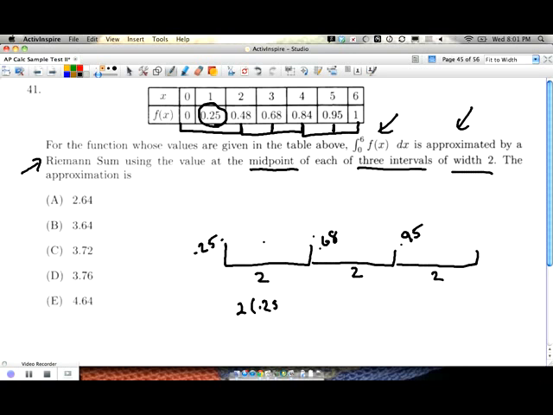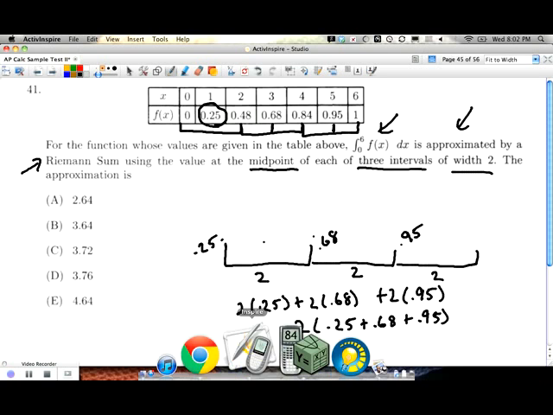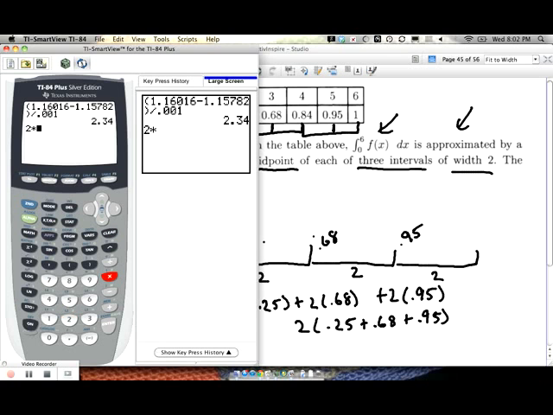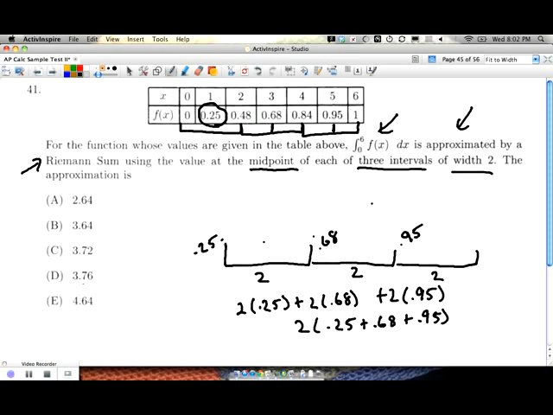So I have 2 times 0.25 plus 2 times 0.68 plus 2 times 0.95. I notice that I can factor out the 2 and just add those together: 0.25 plus 0.68 plus 0.95. Let's go ahead and do the calculator now. We have this 2 times, and then in parentheses 0.25 plus 0.68 plus 0.95. Come out with 3.76, so our answer is right here, 3.76.